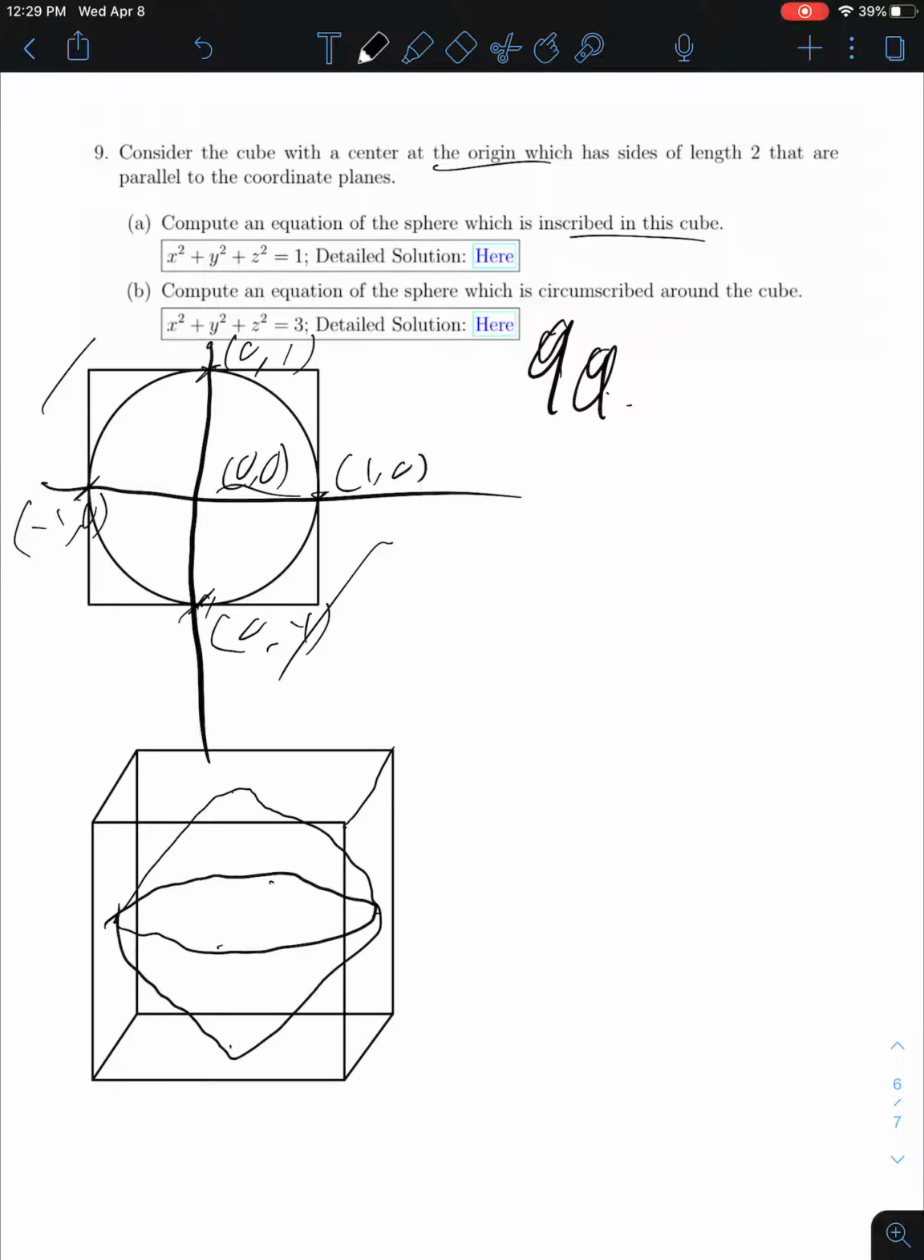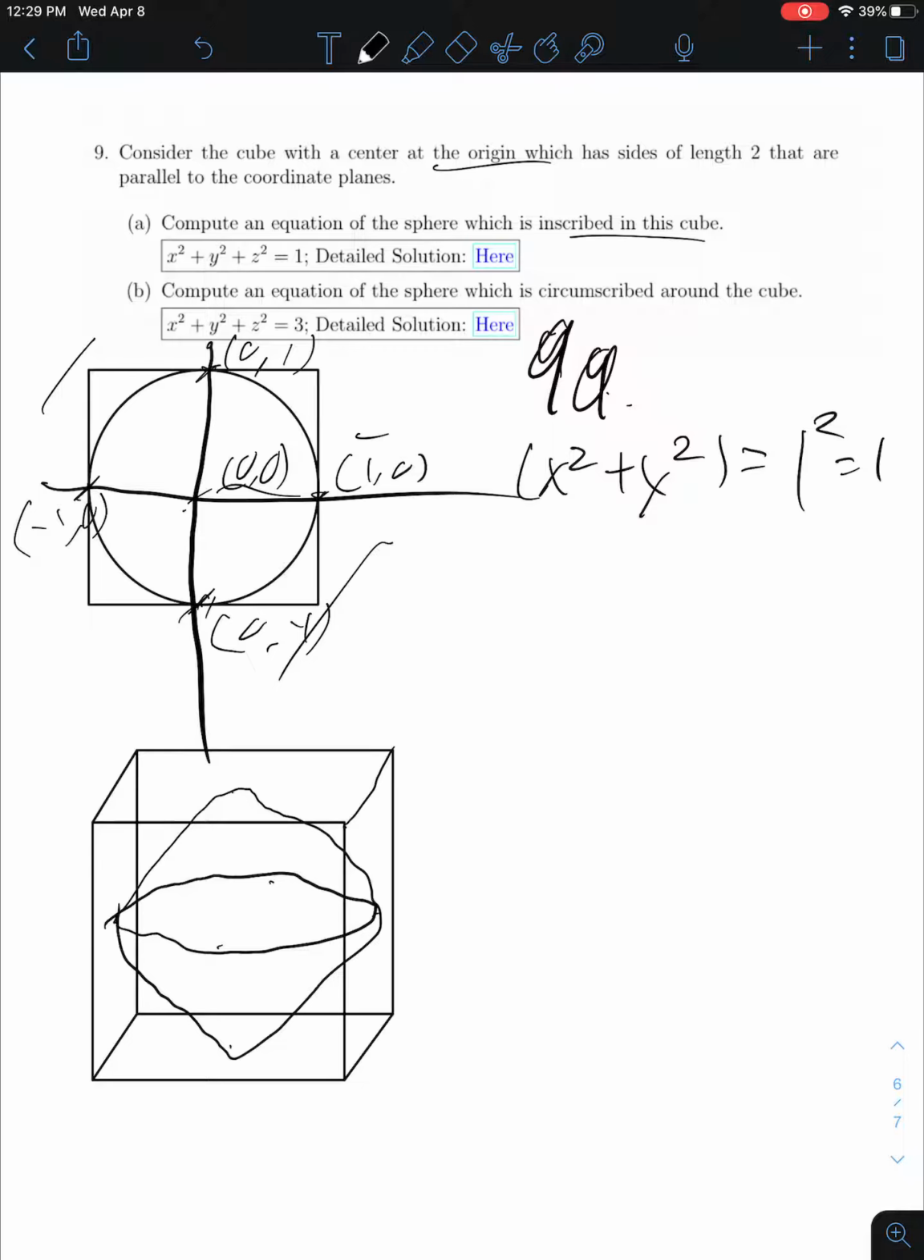So in this case, because our x0 and our y0 are both 0, and our radius is going to be equal to 1, because the distance between the center and (0, 1) is 1, the equation for this is going to be x squared plus y squared is equal to 1 squared, or just 1.